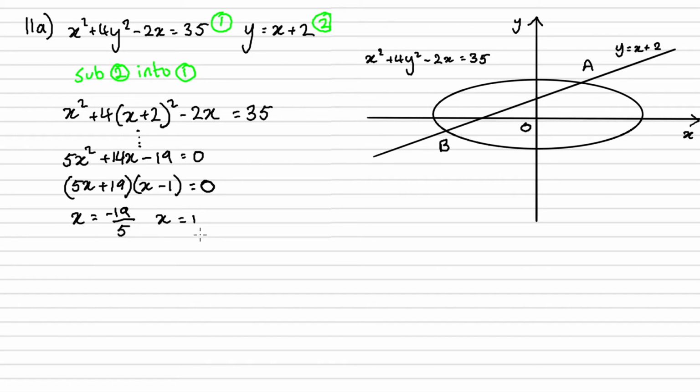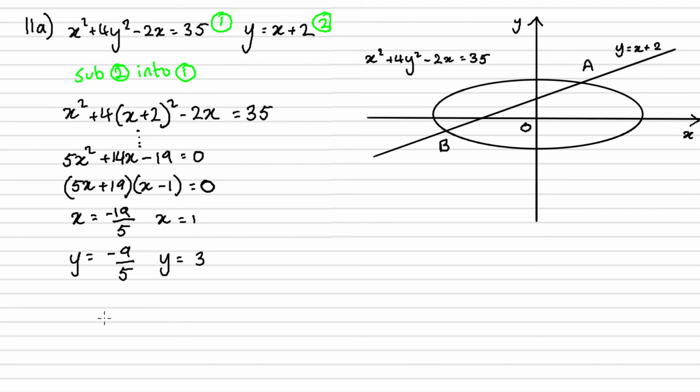or x equals 1. Okay, so what I'm going to do now is substitute both of these back into either one of the equations to find y. Now I really recommend you substitute it back into equation 2 because that's much simpler and you're much less likely to make a mistake. So once you substitute it back, you should find that when you substitute minus 19 over 5, you get minus 9 over 5 for y. And then when you substitute 1, you get y is 3.